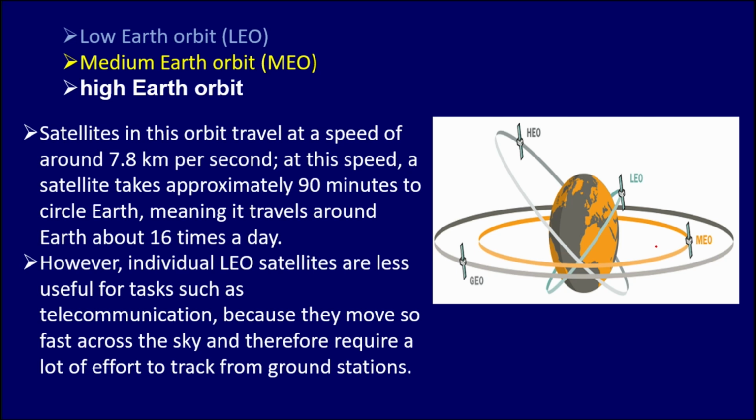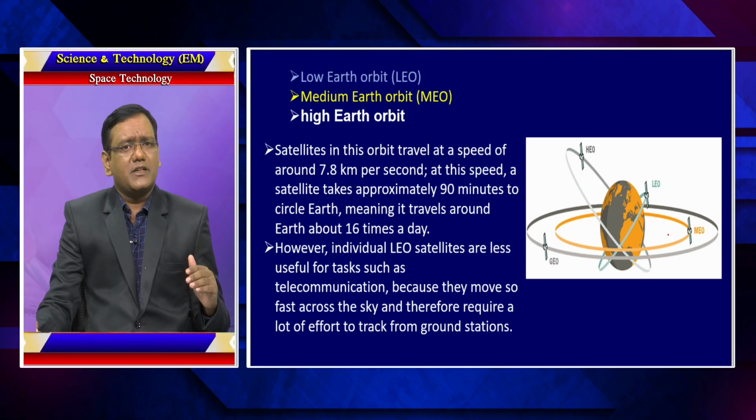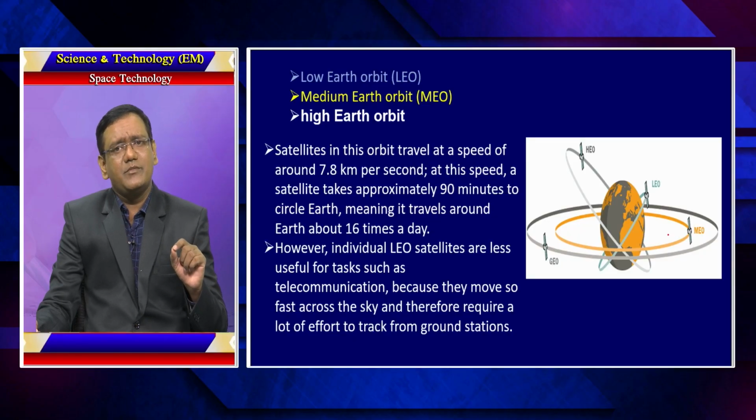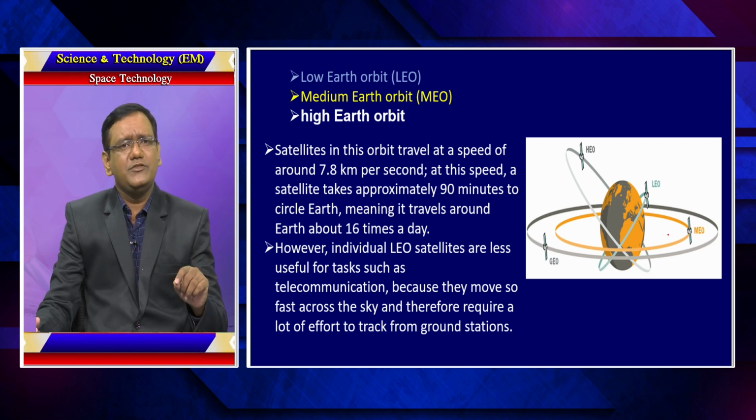16 times a day, which means if we want to observe Hyderabad or the India-Pakistan border, then if we use this sun synchronous orbit, which is a low Earth orbit, it will revolve and always see the India-Pakistan border 16 times a day. That is the reason why for reconnaissance we use low Earth orbit in sun synchronous orbits.